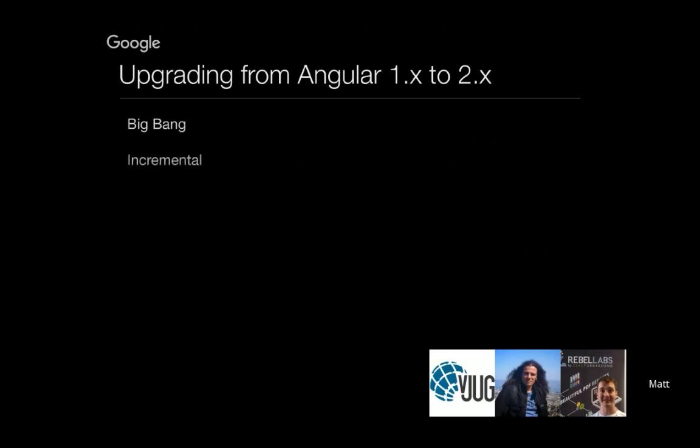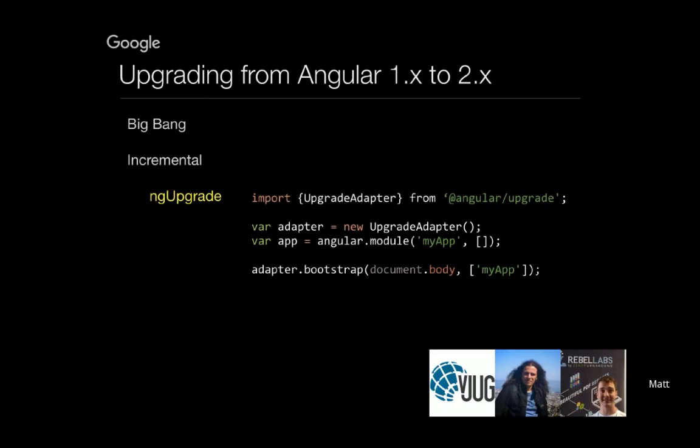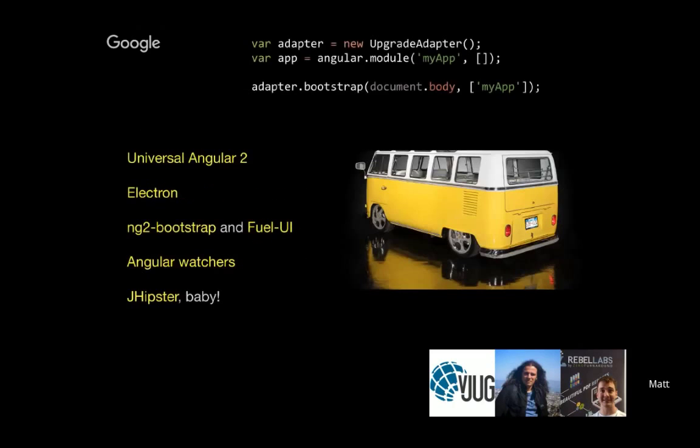And John Papa's on board, and Miško Hevery's on board too, so everyone's collaborated, so that's a great thing. Upgrading from Angular 1 to 2, you can do big bang or incremental. If you're going to use the ngUpgrade module, that allows you to pull an Angular 1 app into an Angular 2 app.